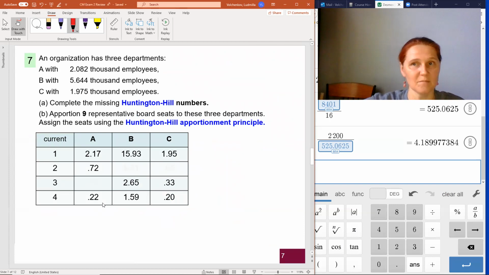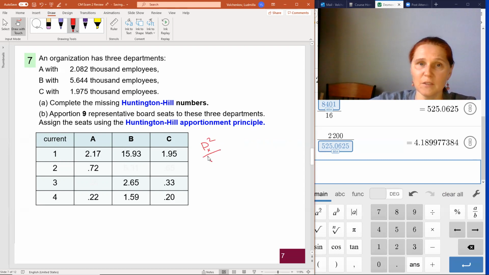It can be different on the test. So the next problem is the Huntington-Hill apportionment principle. An organization has 3 departments. Complete the missing Huntington-Hill numbers and apportion 9 representative board seats. So first we need to complete the table. You know that in the Huntington-Hill number table, we have in the first line the population of state X squared divided by the present number of representatives, which is 1.